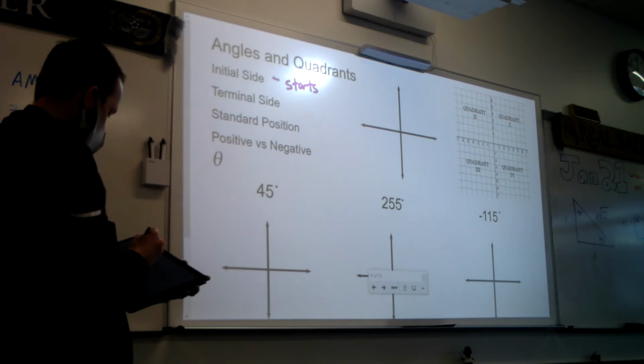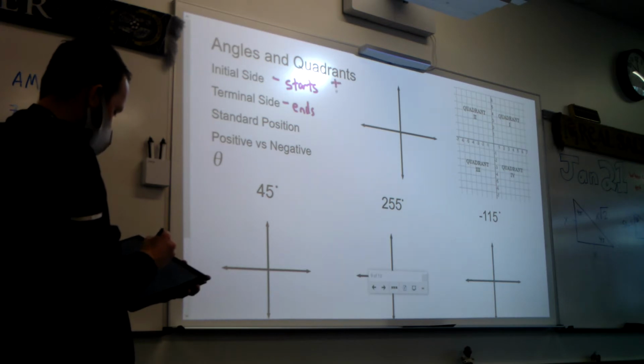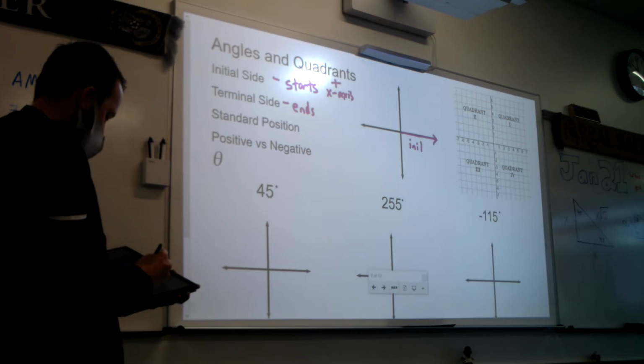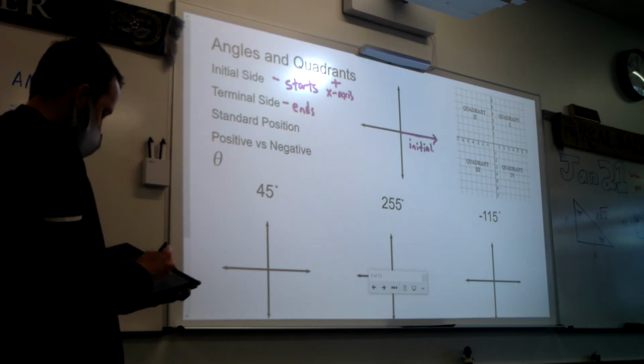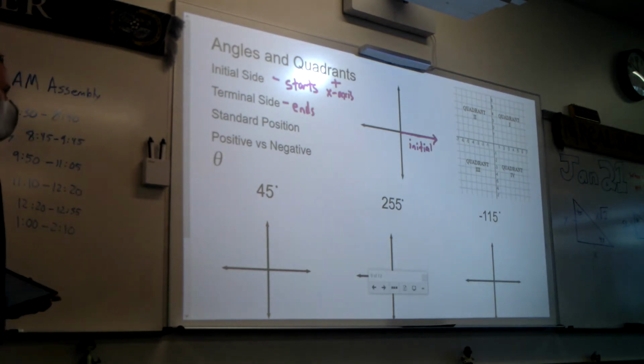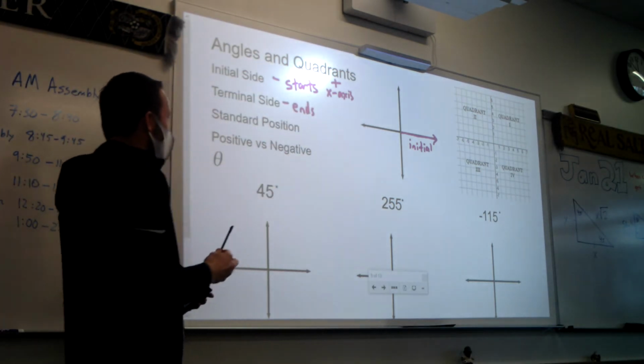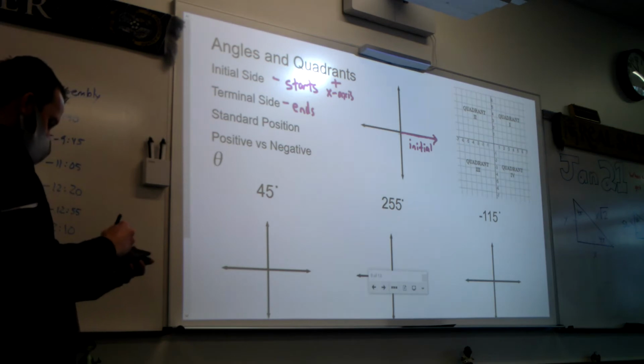And then there's a terminal side, which is where it ends. Now, the initial side is always the positive x-axis, or in other words, this piece right here. This is always the initial side. The angle can go anywhere, and wherever we stop, that's the terminal side. So let's say I just did the terminal side here. I'm going to put "term" in there for terminal.